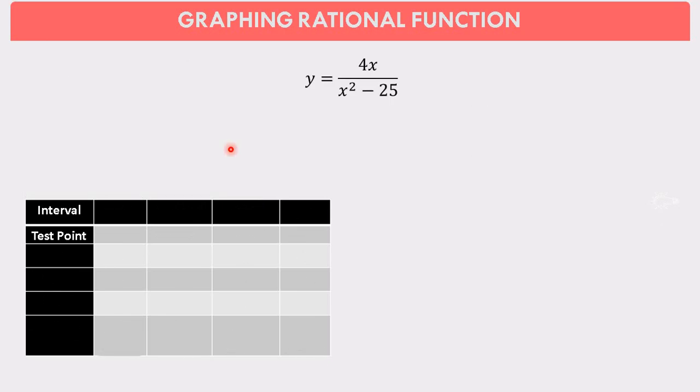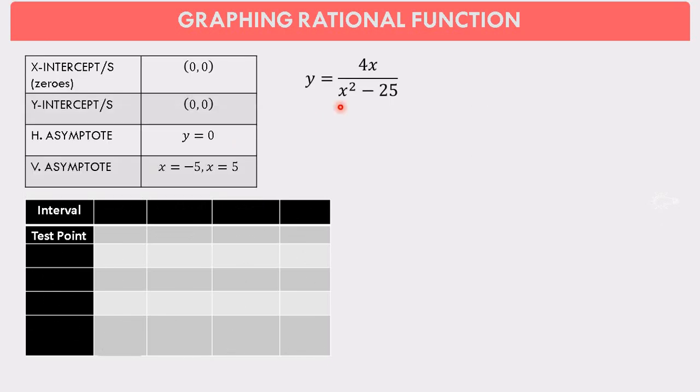And the last one, we have y equals 4x over x squared minus 25. So we have the intercept (0, 0), y equals 0 for the horizontal asymptote, and vertical asymptotes negative 5 and 5. So we will factor this, so we have (x plus 5)(x minus 5). So we have three expressions: 4x, x plus 5, and x minus 5. So three critical values: negative 5, 0, and 5. So we have four regions.